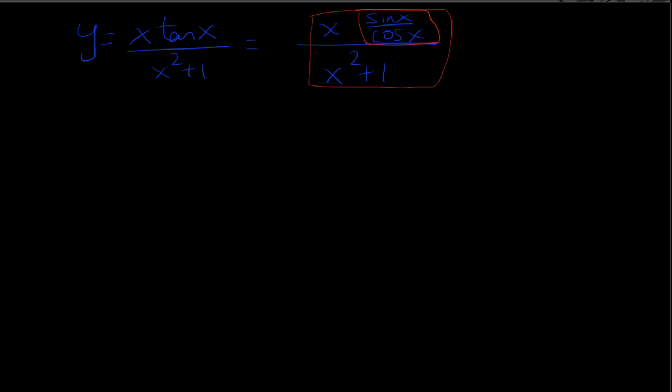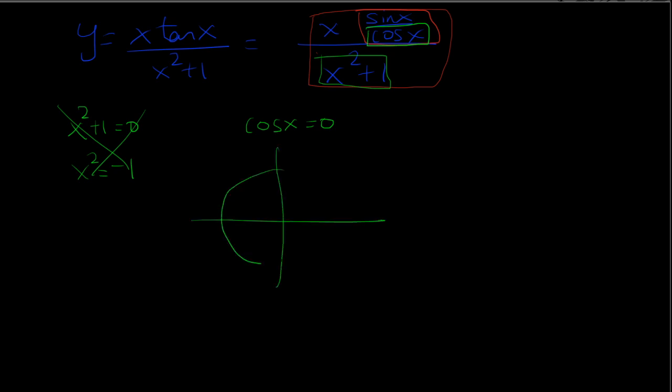So the denominator for sine x over cosine x will be cosine of x, and the denominator of the whole thing will just be x squared plus 1. So we're going to set both of those denominators equal to 0. Well, if x squared plus 1 is 0, then x squared is equal to negative 1. And here I'd be taking the square root of a negative, which is not possible. So this one will not give us a 0. Next, we look at cosine of x equal to 0.